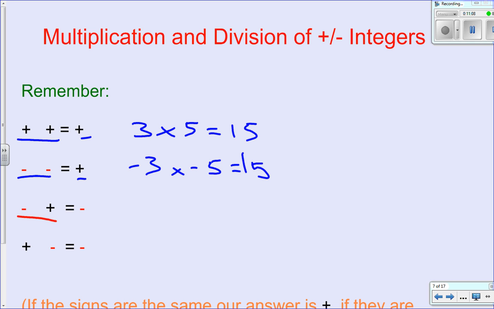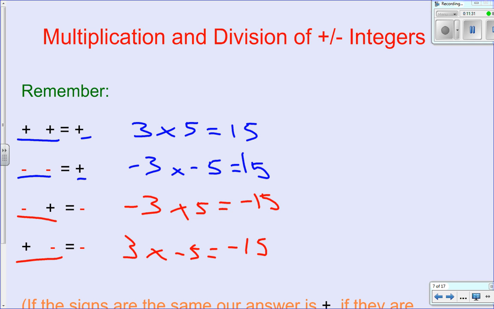If I have a negative and a positive, like a negative 3 and a positive 5, my answer would be negative 15, because a negative times a positive is a negative. Same thing if they were flipped, positive 3 and a negative 5, again, my answer would be negative 15.